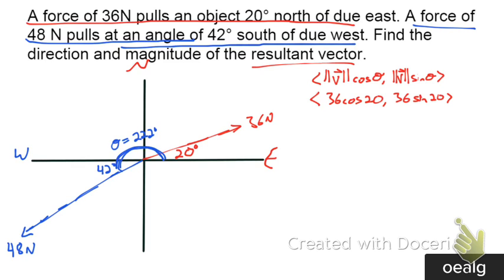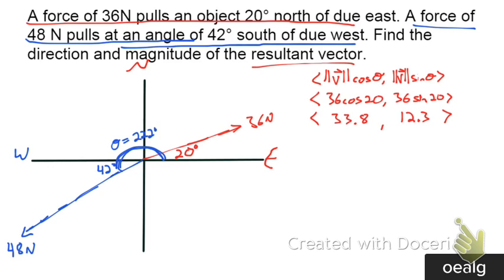Can somebody help me out by doing those calculations? The cosine one is about 33.8, okay. And the sine one is like 12.3. We'll just round to the nearest tenth.